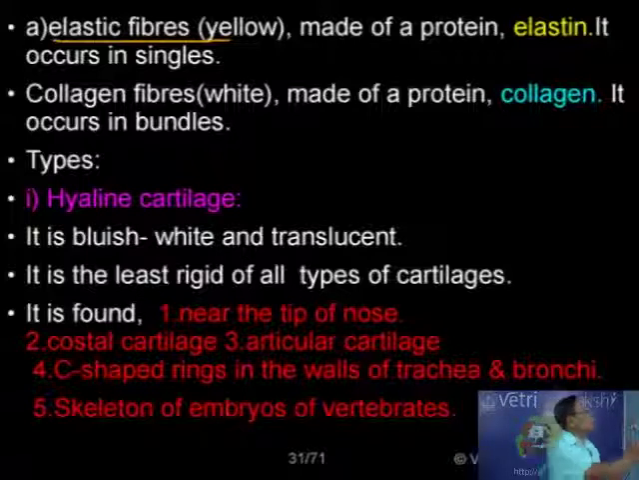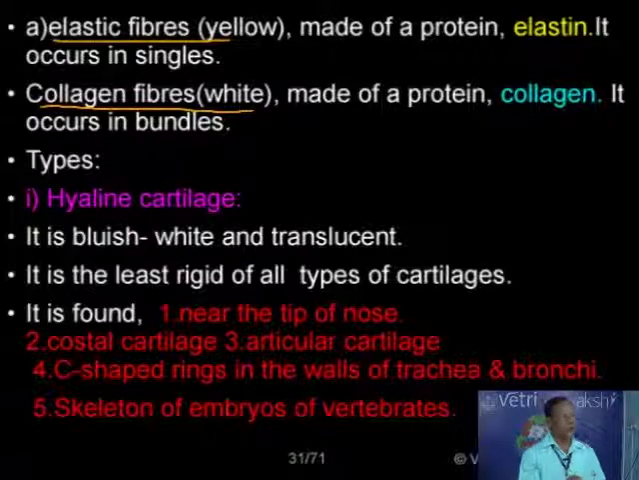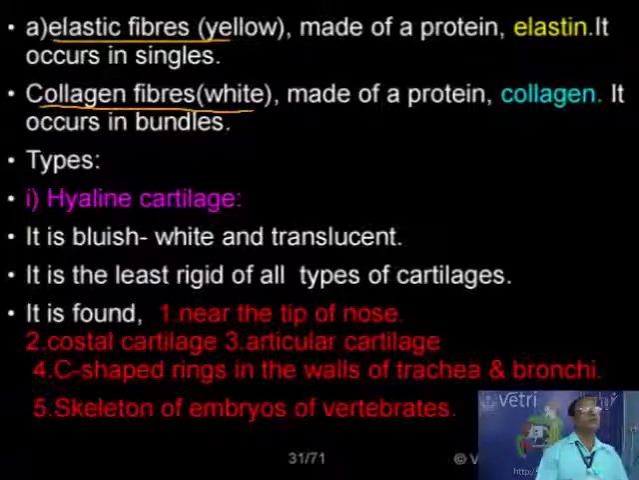The second one, we have collagen fibers, as in the case of connective tissues. Normally all collagen fibers are white, and they are made up of a protein called collagen. So it always occurs in bundles, unlike the elastic fibers. The collagen fibers always occur in bundles, providing the firmness to the cartilage.